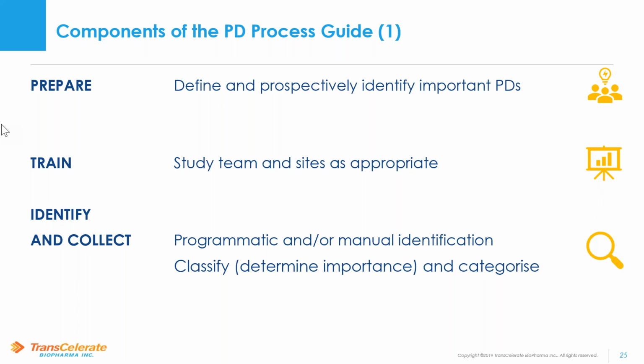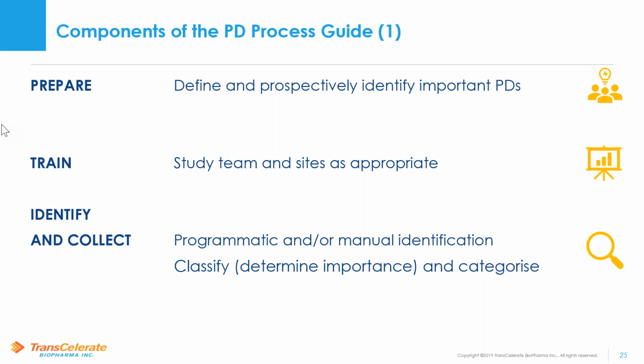We've recommended that programmatic identification is used wherever possible. This is obviously more consistent. It's not down to 20 different CRAs trying to do the same thing, but perhaps doing it in 20 different ways. Particularly for important PDs and those things that are numeric, there's no reason why these shouldn't be done programmatically.